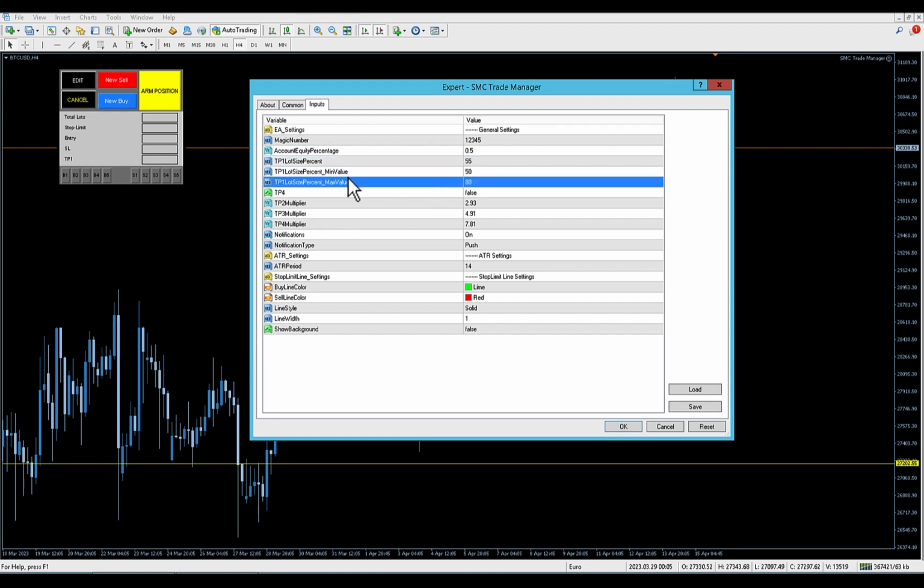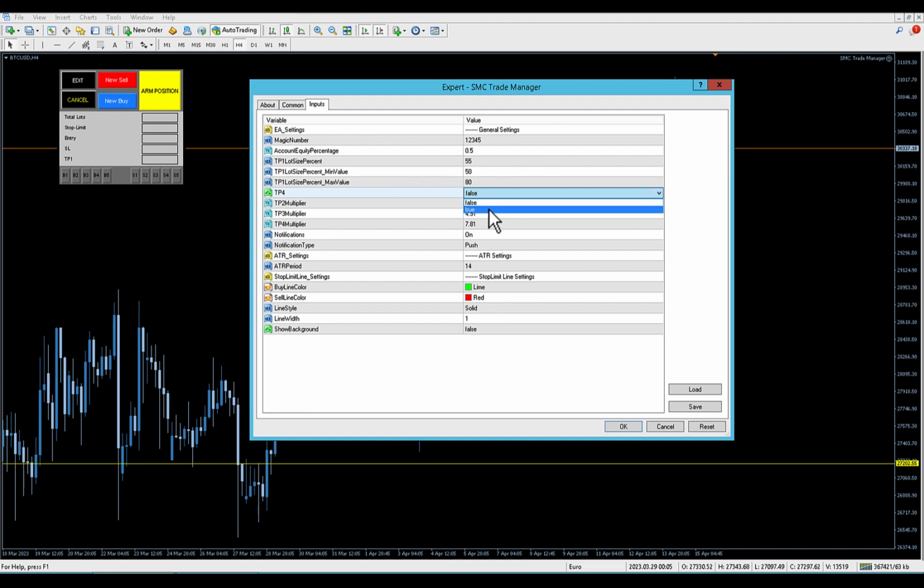Okay, now this is the minimum value and the maximum value. That means that you can choose between 50 and 80% lot size allocation in your take profit one to pay the trader fast. Okay, now take profit, for illustration purposes, let's put on true.